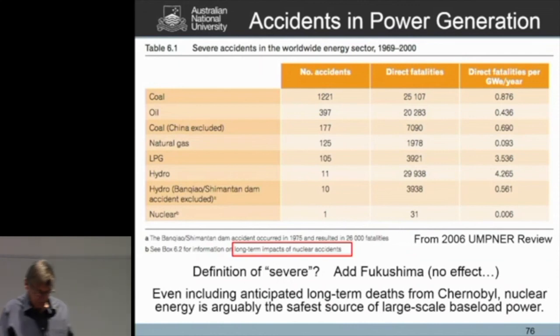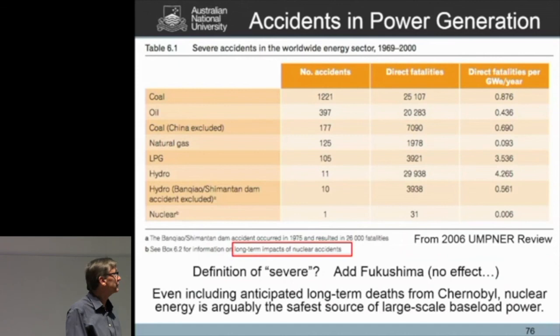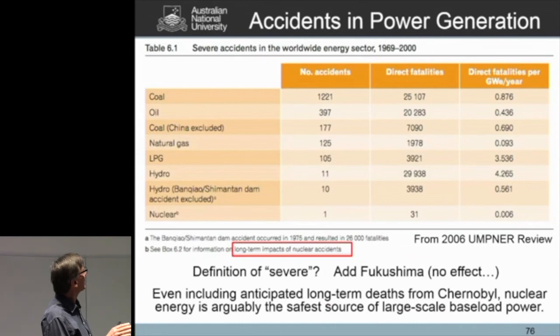Now, yesterday I put up a statement that nuclear power is safe. I'm not going to try to convince you one way or the other, but I want to show you this table, which comes from a review that the Australian government commissioned about 10 years ago: the Uranium Mining, Processing and Nuclear Energy Review.